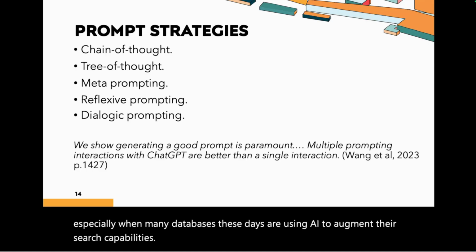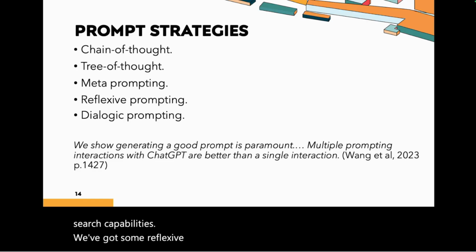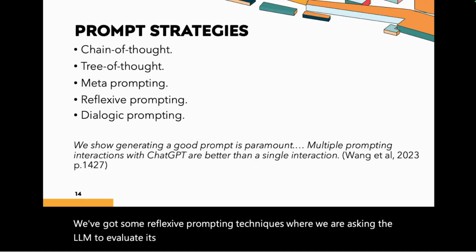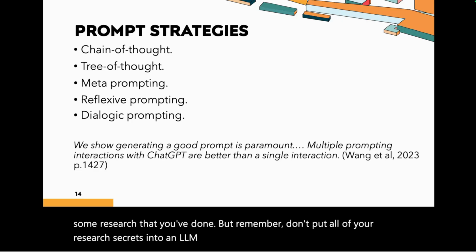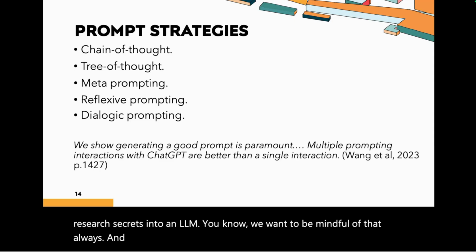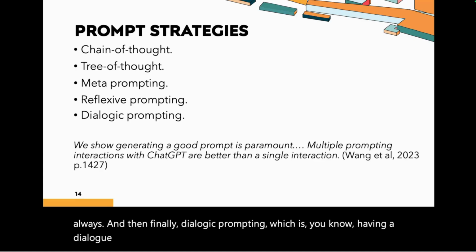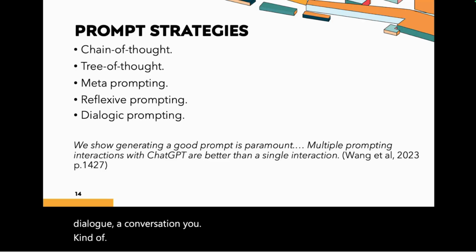We've got some reflexive prompting techniques where we are asking the LLM to evaluate its earlier outputs against a particular criteria or against some research that you've done. But remember, don't put all of your research secrets into an LLM, we want to be mindful of that always. And then finally, dialogic prompting, which is having a dialogue, a conversation, kind of knuckling down and saying, why is this? Why is that? Why are you biased in this way?